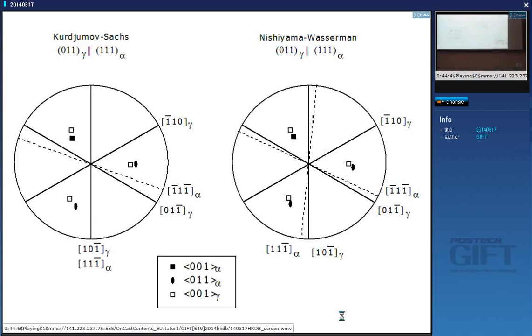It's not the simple things we would expect from slip or twinning. So when people say they've seen the Kurdjumov-Sachs orientation, some of you might be familiar with that. Yeah? Are you familiar with that? So that's written as the {111} plane of austenite parallel to the {011} plane. That cannot be possible, okay? That's just an approximation. They are not actually parallel.